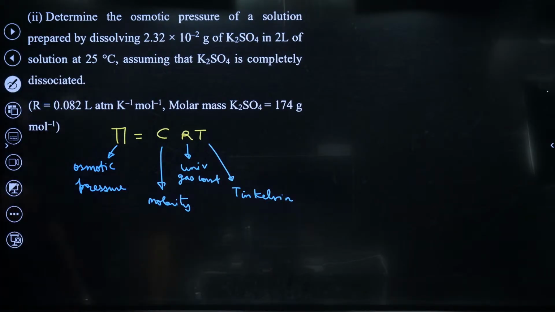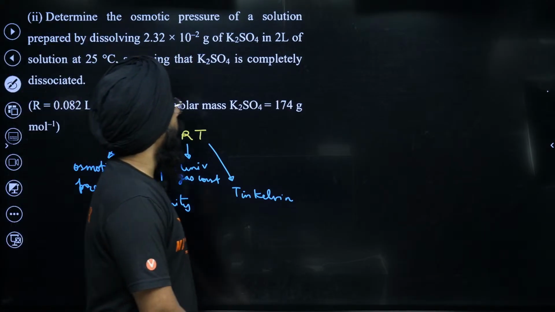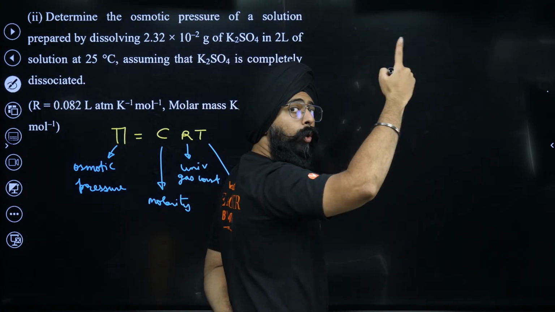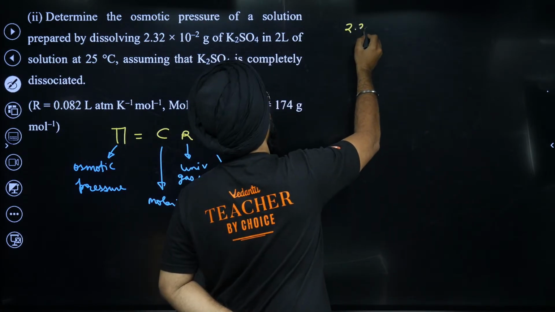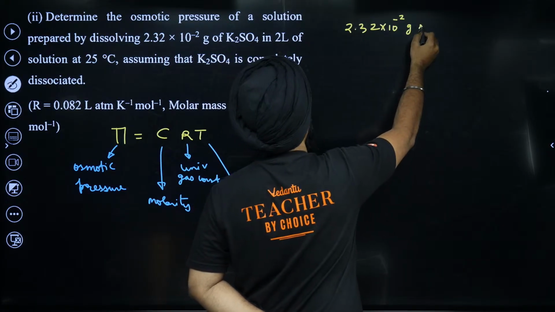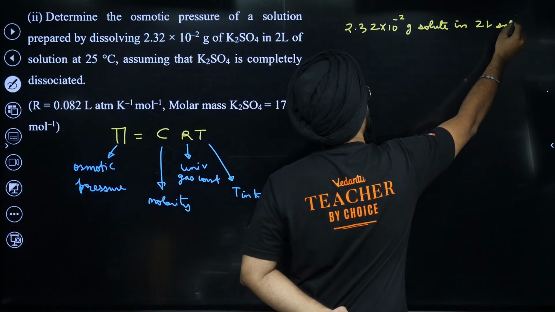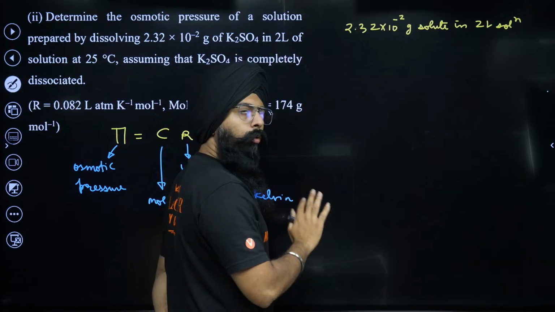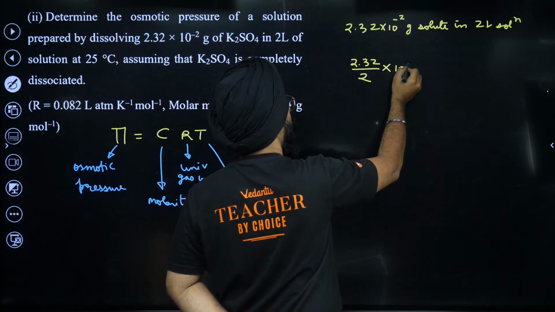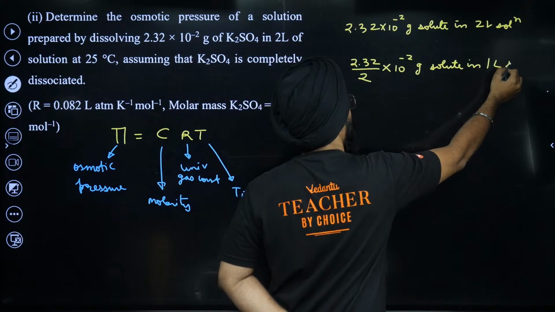Right? So over here it says we have dissolved 2.32 into 10 to the power minus 2 grams of K2SO4 in 2 liter of solution. So let's try to convert that into molarity. 2.32 into 10 to the power minus 2 gram solute in 2 liter solution. Let's divide by 2 on both sides. I can say 2.32 by 2 to 10 to the power minus 2 grams of solute in 1 liter of solution.